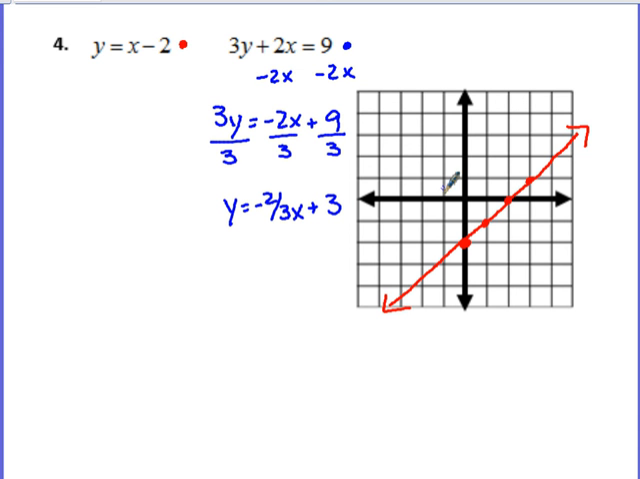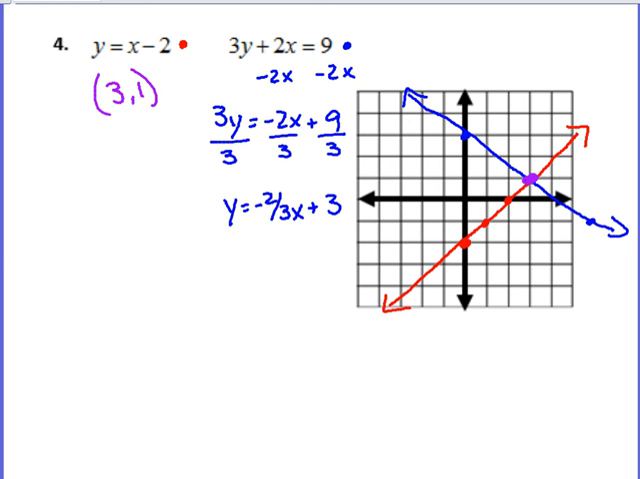So now I'm going to graph this. I go up 3, and then I'm going to go down to the right 3, down to the right 3. All right, and draw that line. Okay, then my solution is where they cross. So right here, that ordered pair is 1, 2, 3, (3, 1). So (3, 1) is the solution.